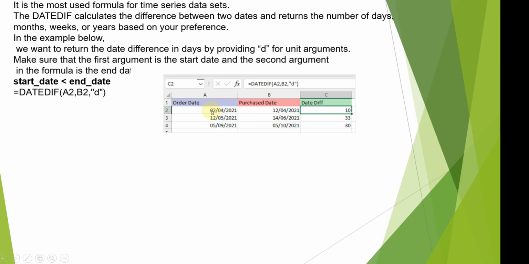You can see this is 02/04/2021, and this is 12. The difference between the dates is 10 days. 12 and 14 gives 33 days, because this is May and this is June. And you can see this one is September and this is October, which is also 30 days. So this is the formula we are going to use to do that.